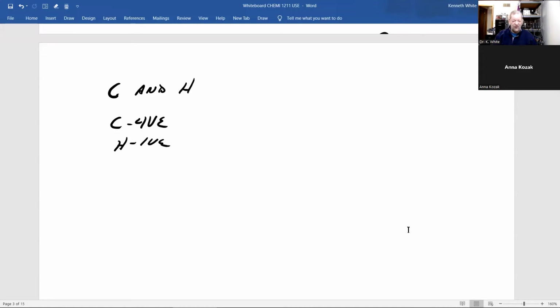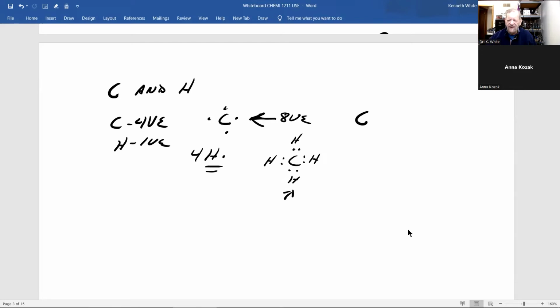All right, let's do this. Carbon has 4 valence electrons. Hydrogen has 1. Carbon wants to get to 8 valence electrons. And how does it do that? It gets valence electrons from hydrogen. If it's at 4 and it wants to get to 8, it needs 4 hydrogens. Now, it would look like this. What does this mean? There's 1 carbon and 4 hydrogens, and that's how you do that.